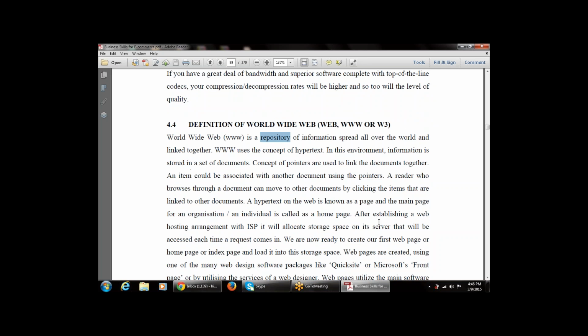A hypertext on the web is known as a page. The main page of an organization or individual is known as the home page. So there are two types of pages. One is simply a page, a collection of information, and the other is the main page, the front page of any organization or individual, known as the home page. So there are three concepts: the web, which is simply a collection of information, the page, and the home page, which is the first or main page of the organization.